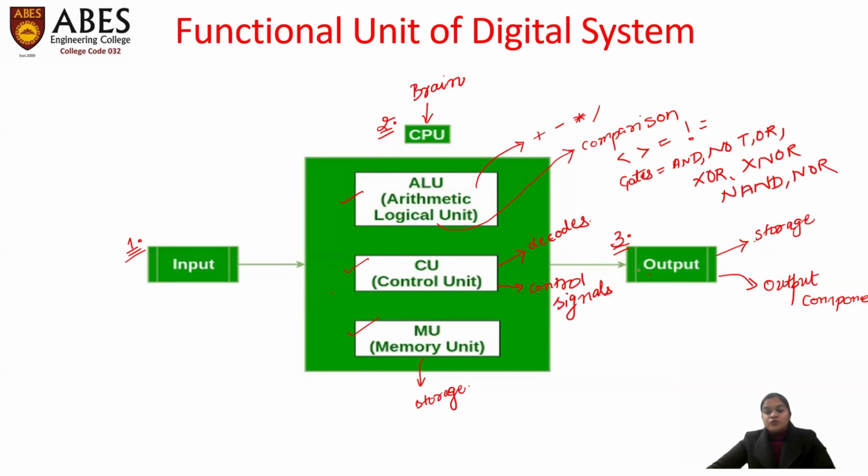So what happens over here, working-wise, is that it converts the calculated received data into human understandable language. It converts the binary data or machine language data into data which can be understood by the users. So this is what is performed in the output unit. This is the basic functional unit of a digital system, right?